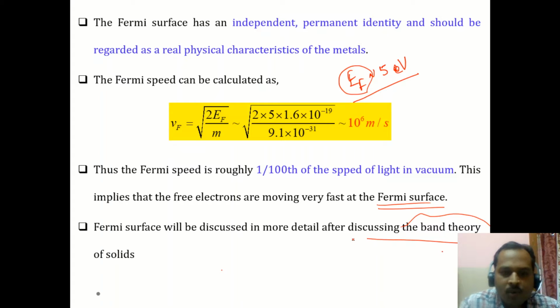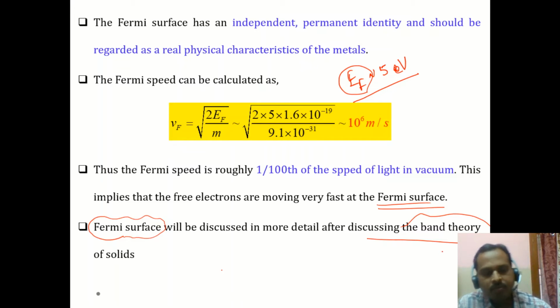Then we'll discuss more about the transport properties of the solids, where we'll encounter this Fermi surface, and in fact we will come to know how we can construct the Fermi surface experimentally. That will come in the 5th or in the 6th module. So for the time being, we know the Fermi speed is around 10 to the power 6 meter per second, and with this, now let us apply the electric field and see how the Fermi surface or the Fermi sphere is going to be shifted, and how we can obtain an expression for the current density in the metals.